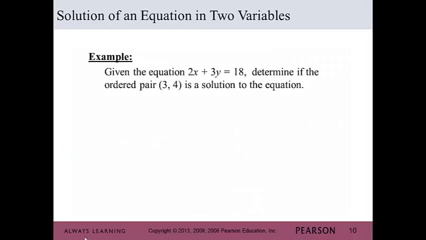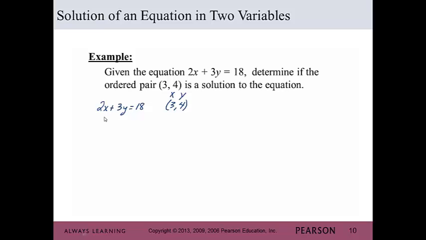Alright, so example. It says, given the equation 2x plus 3y equals 18, determine if the ordered pair (3, 4) is a solution to the equation. So we have 2x plus 3y equals 18, and we need to determine if (3, 4) is a solution. So remember, the 3 is the x and the 4 is y.